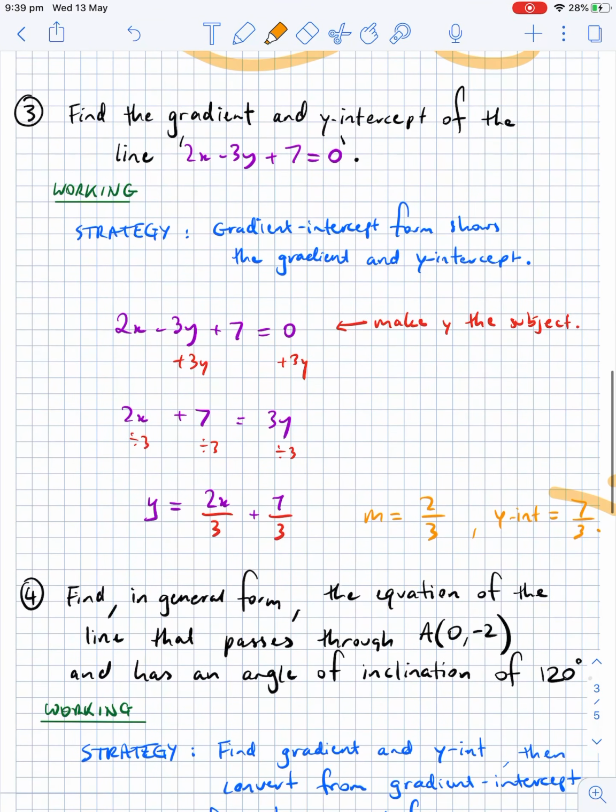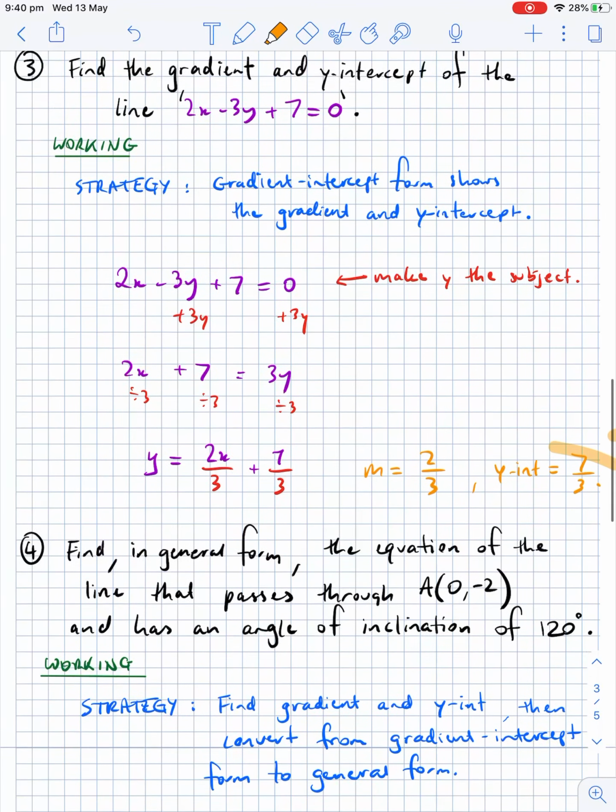Okay, moving on. Question 3. Find the gradient and y-intercept of the line 2x minus 3y plus 7 equals 0. So this is in general form because we've got 0 on one side and we've got a positive number for x. So the strategy is that if we change this to the gradient intercept form, that will show us what the gradient and y-intercept are, and that is exactly what we're trying to find.